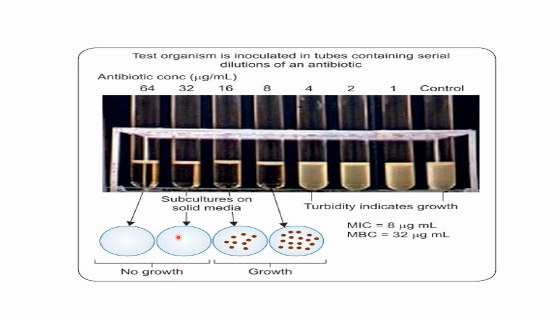Here you can see the first 2 plates don't have any growth, and the third and fourth plates have growth. So this endpoint, the 32 milligram per ml concentration, we will consider as the MBC, the minimum bactericidal concentration of this antibiotic. So this 32 milligram per ml is considered the MBC. That means this 32 milligram per ml can kill the bacteria.